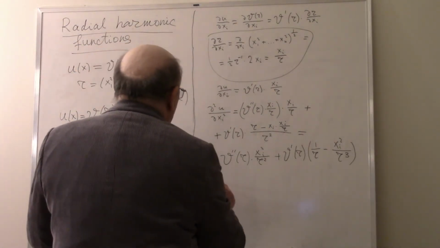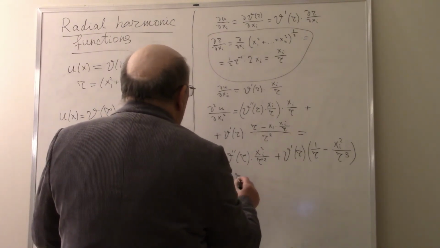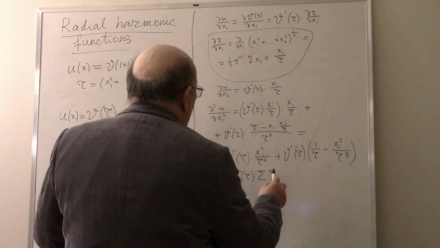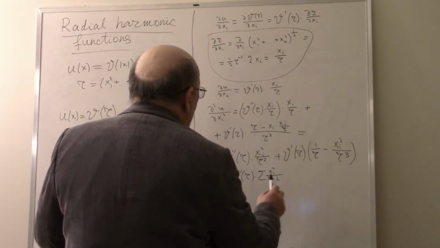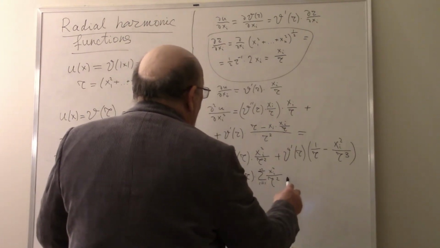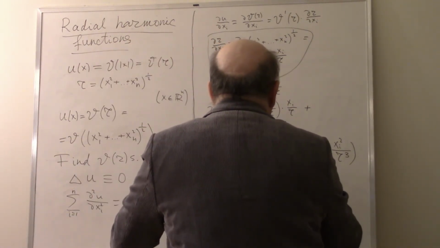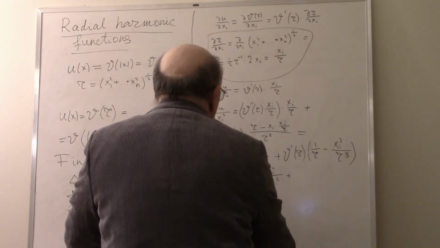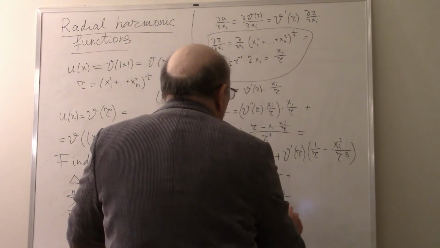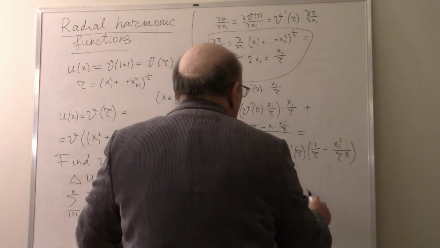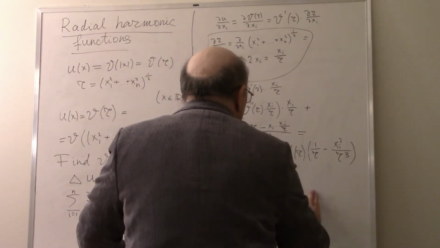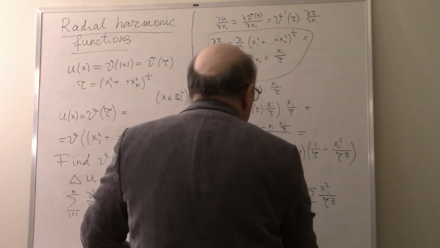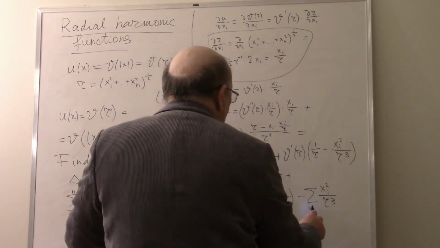So delta u equals v double prime of r times the sum of xi square divided by r square, i from 1 to n, plus v prime of r times the sum of 1 over r minus the sum of xi square divided by r cube, i from 1 to n.